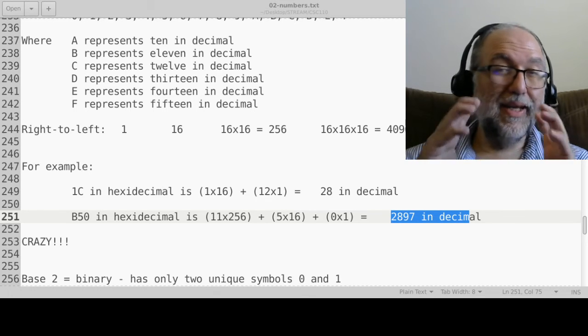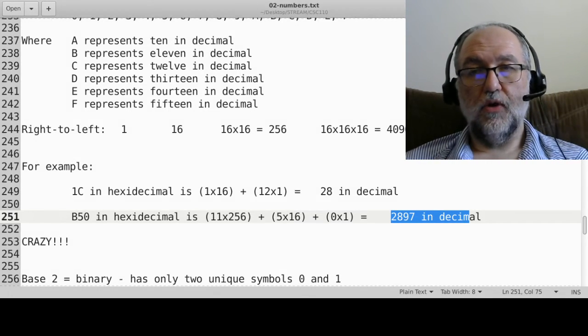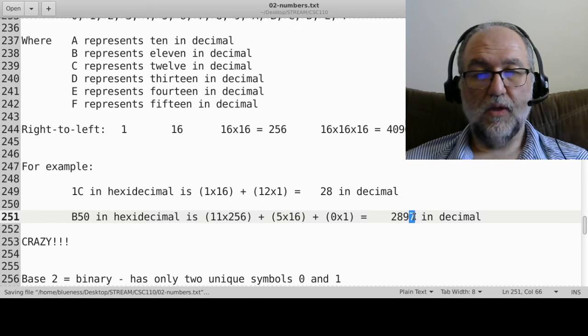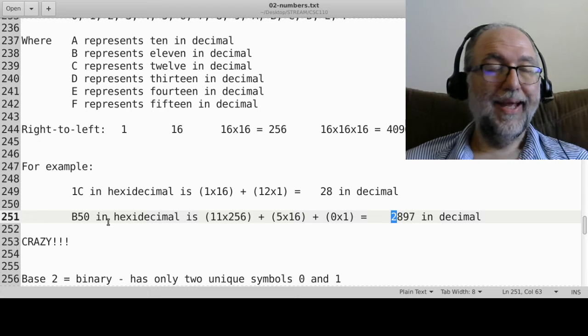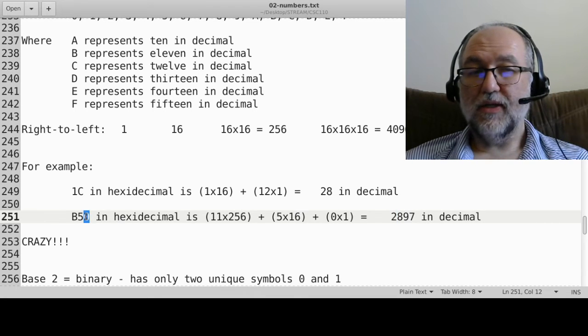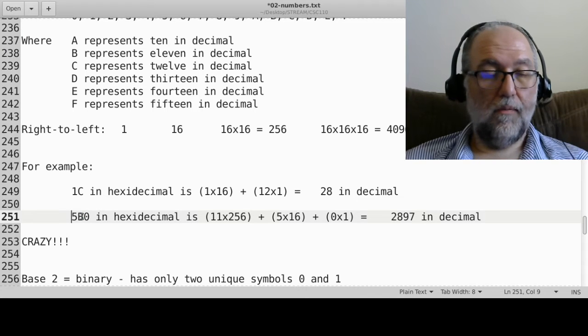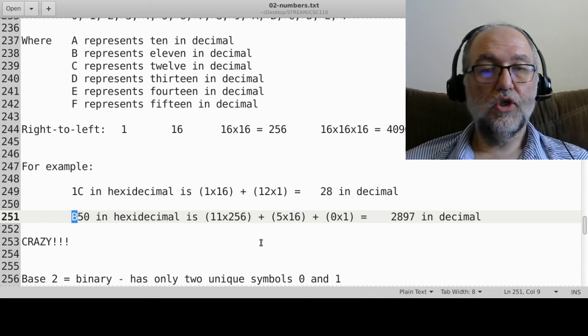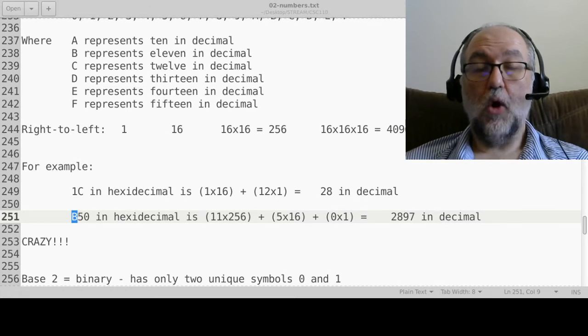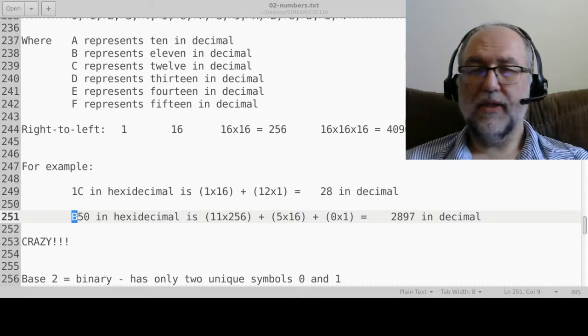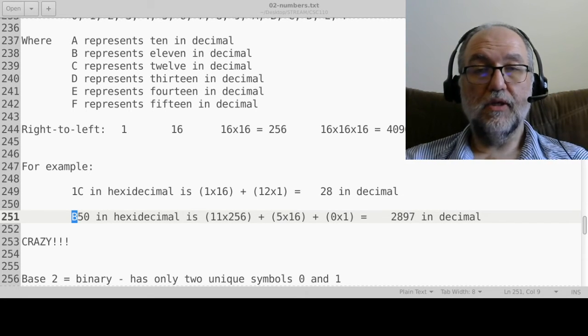2,897 in decimal. Now in decimal, the symbols are interpreted differently because the columns are different. That's the ones column, that's the tens column, that's the hundreds column, that's the thousands column. In hexadecimal, that's the ones column, that's the 16s column, and that is the 256 column. All right. So you could see that you could extend this to any number system you want.